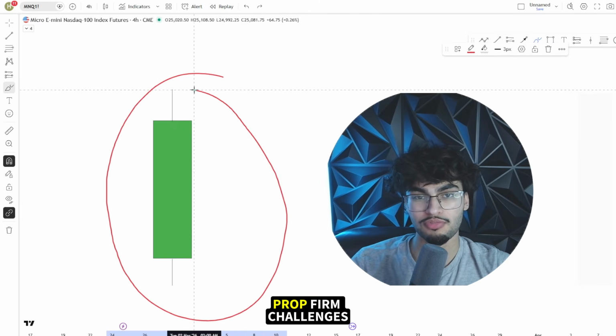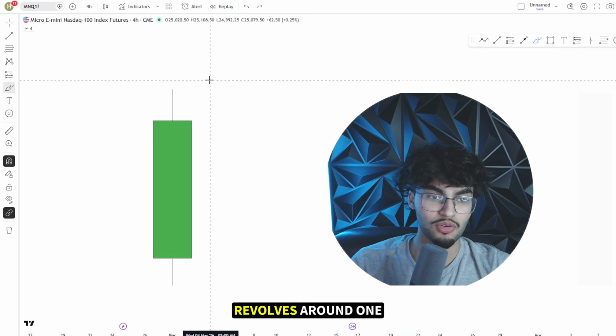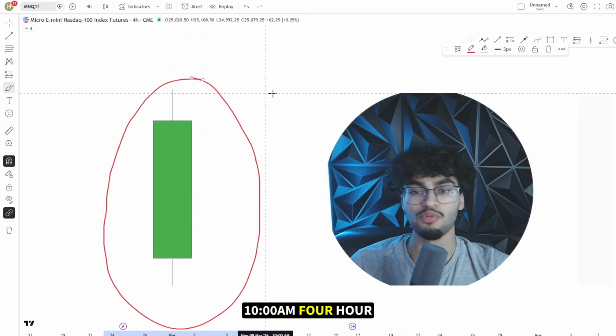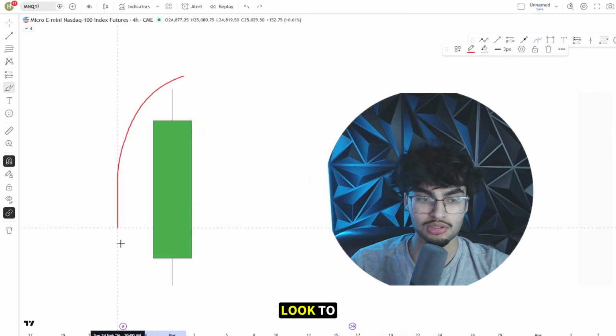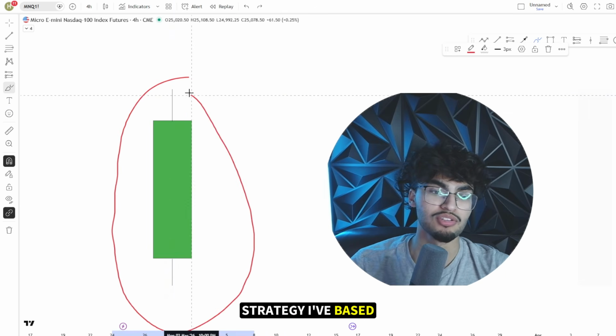I've passed countless prop firm challenges trading this one strategy every single day. This one strategy revolves around one candle, which is the 10 a.m. 4-hour candle. It is the strategy that I look to engage with every single day in the markets, and it's the strategy I've based my trading around.